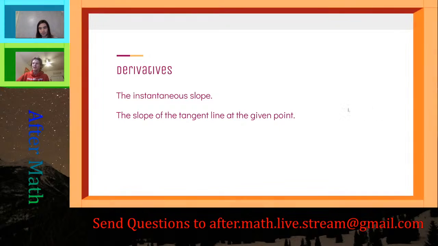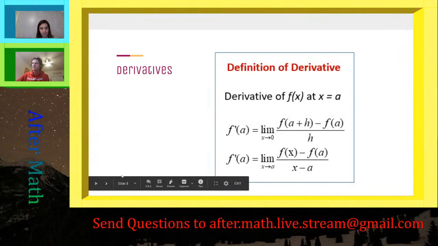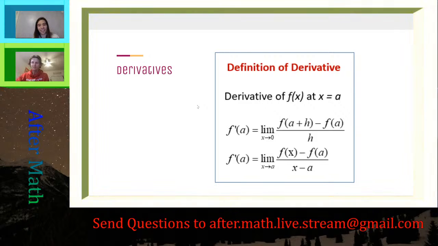Okay. And that leads us to the definition of the derivative. Yikes, Jaden, that looks scary.